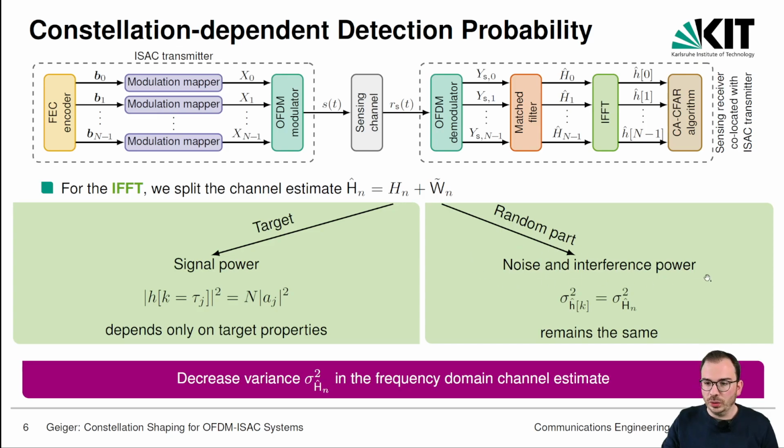For the noise and interference power, on the other hand, we find that the variance in the delay domain channel estimate is equal to the variance in the frequency domain channel estimate. And so if we want to increase the SINR at the output of the IFFT, we have to decrease the variance in the frequency domain channel estimate here at the output of the matched filter. And this variance in the frequency domain is now something which we can actually calculate.